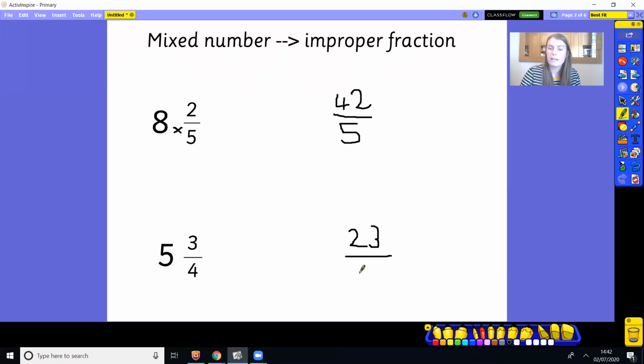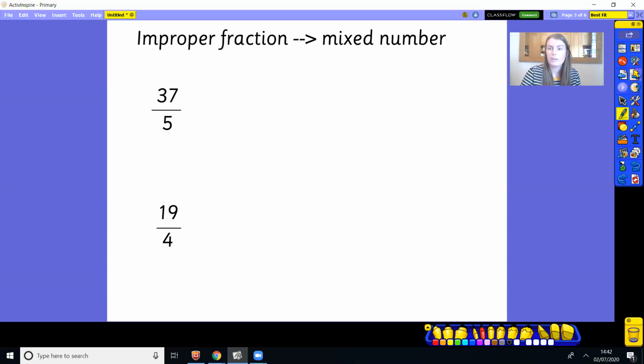And then the denominator stays the same again. So we have 23/4. So 5 3/4 is equivalent to 23/4. Now we're going to look at doing it the other way, from an improper fraction back to a mixed number.